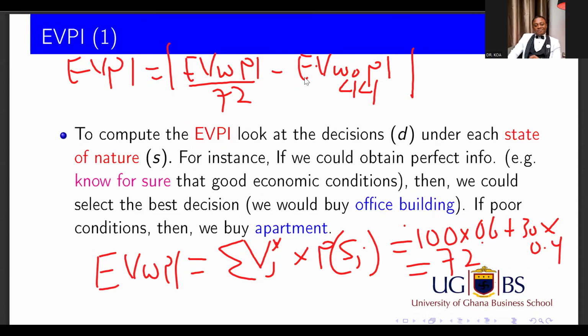So now that you got that 72, you subtract the 44 from it. And what do you get? 28. Yeah, so that's what I had in mind. So the 28, what is the meaning of that 28? Who can tell us? Yasin: That is how much it will cost you to buy perfect information. Yeah. That is how much it's going to cost you to buy the perfect information.